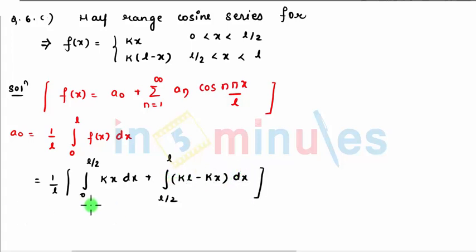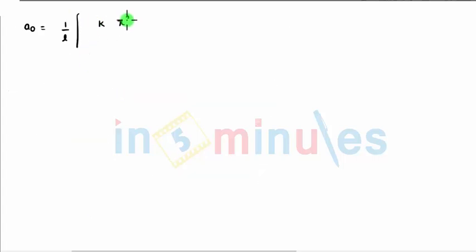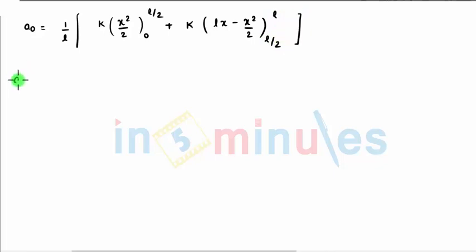So now let's integrate this. I can say here a0 as 1 divided by l, integration of kx dx will be k x square by 2, where limits are from 0 to l by 2, plus here also I can take k outside and write the integration of l as lx minus x square by 2, limits are l by 2 to l. So let's substitute. A0 comes to be 1 by l, here k. Now I can write this as k by 2.